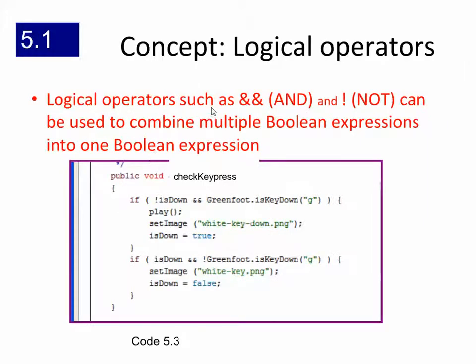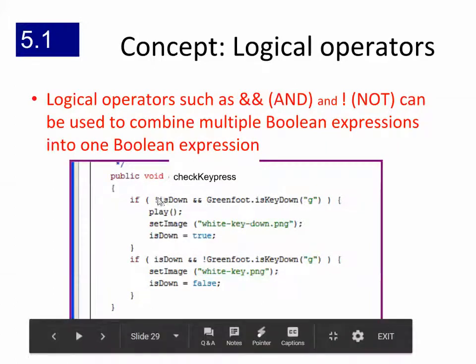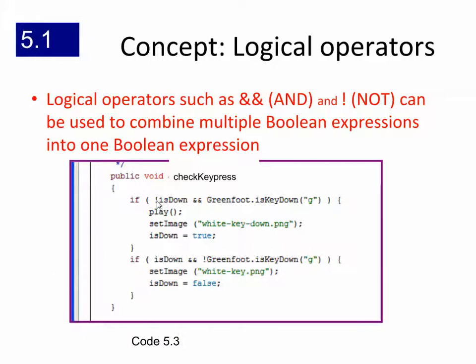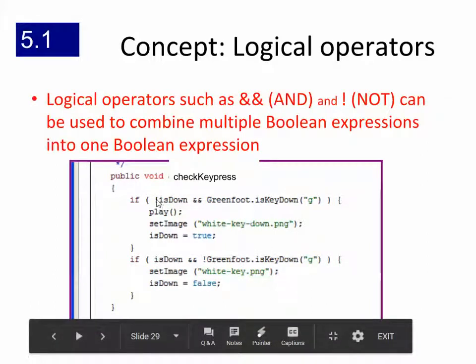Okay, so the logical operators such as and not can be used to combine multiple Boolean expressions into one Boolean expression. So this means and, this means not. So if is down is not true, and so you have two things that have to be true: is down is false, and the G key is being pressed. Notice I have not, so is down is not true, and this would say is down is true. We don't have the not. Then we have the and, and Greenfoot is key down G. Nobody's pressing the G key is false. Okay, so that's the code that we want.